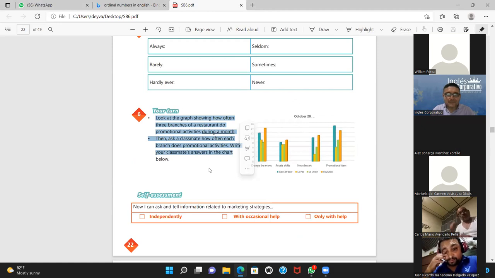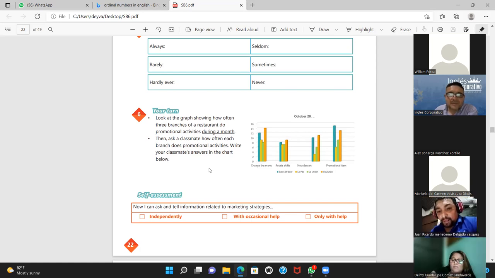Look, the graph showing how often there are three branches of a restaurant. The promotion activity during a month. Then, how often they are promotional activities. Activity.